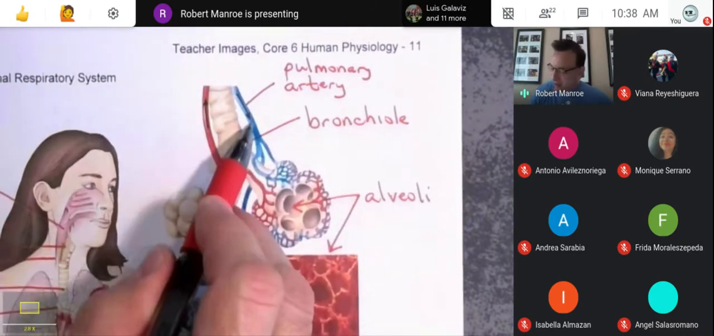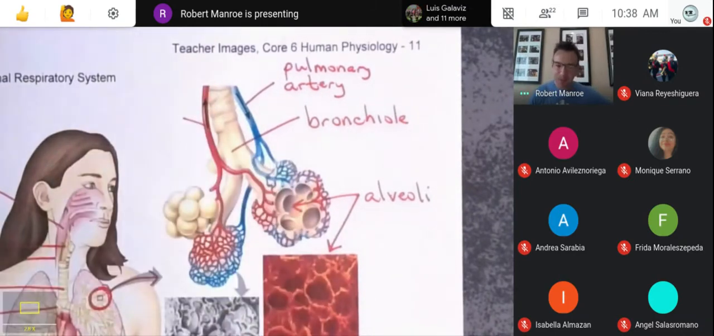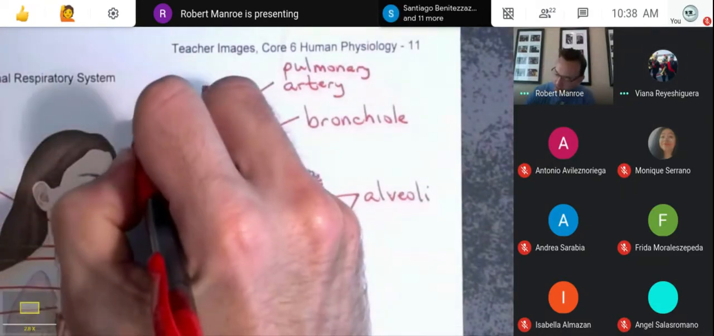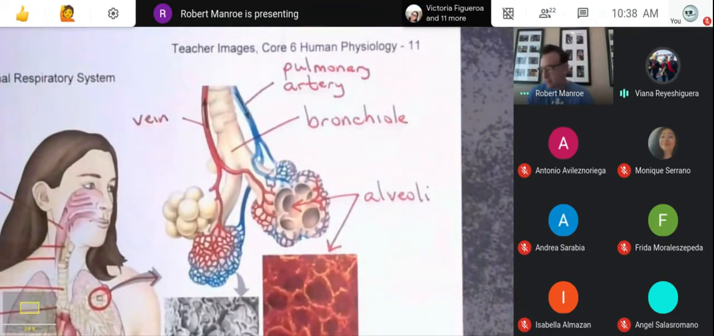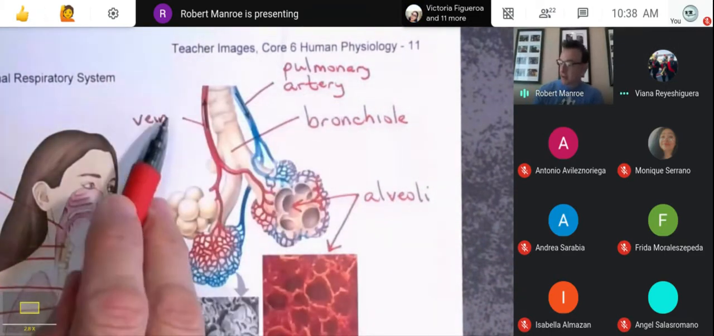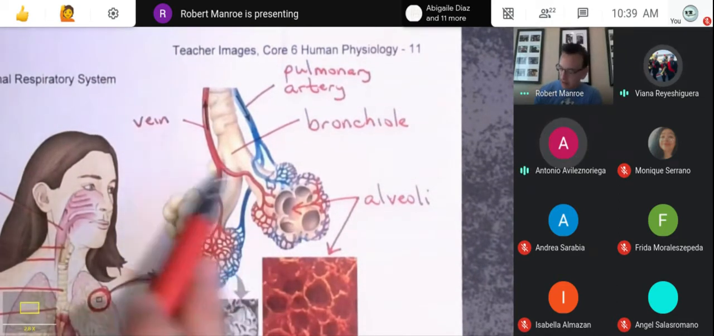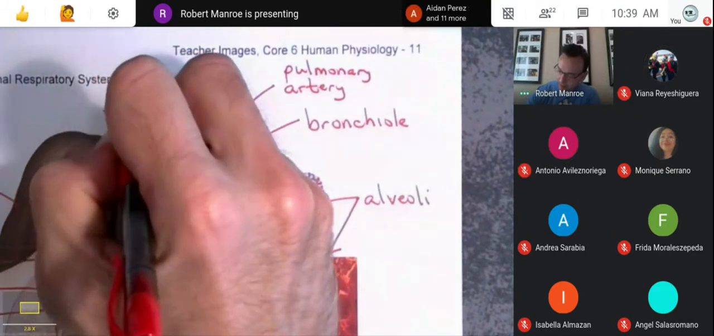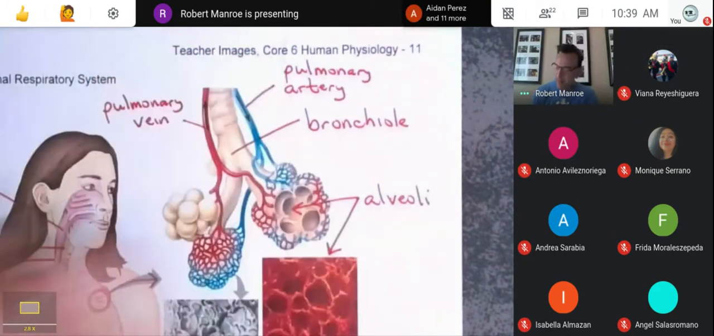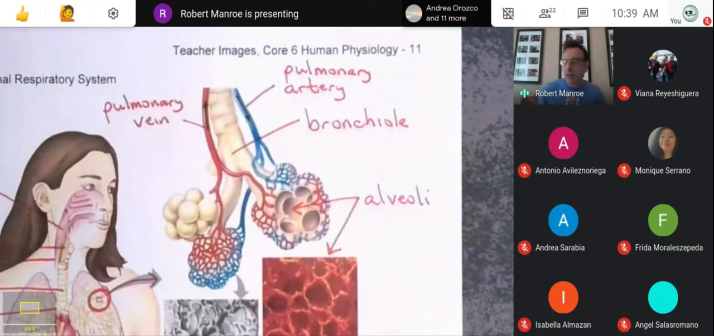Okay, so then if this is the pulmonary artery, what is this over here? A vein? A vein, totally agree. Which vein? Pulmonary vein. Why is it pulmonary? It's pulmonary because it deals with the lungs. Totally. Okay, that's why CPR, cardiopulmonary resuscitation. That P for pulmonary, Latin root, lung.